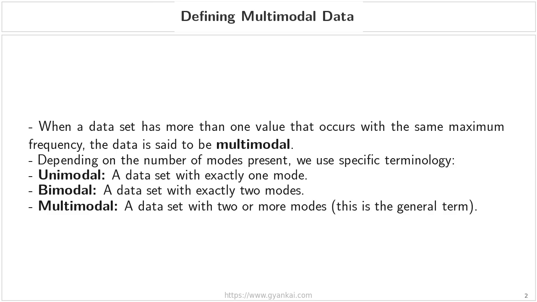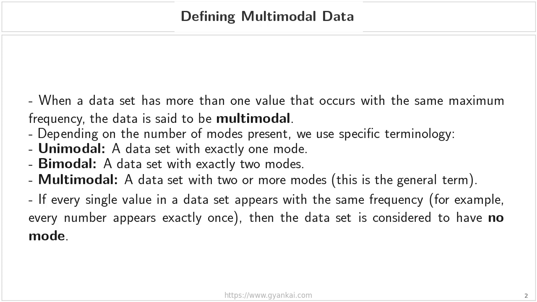To be precise in our mathematical language, we use different terms depending on exactly how many modes we find. If a data set has exactly one mode, we call it unimodal. If there is a tie between exactly two values, we use the term bimodal. And, as a general term, if there are two or more modes present, we call the data multimodal.